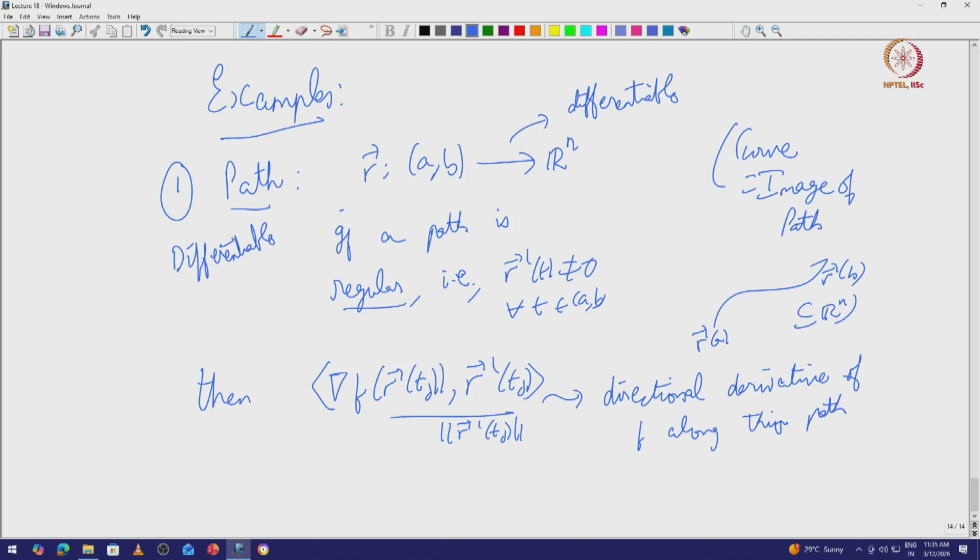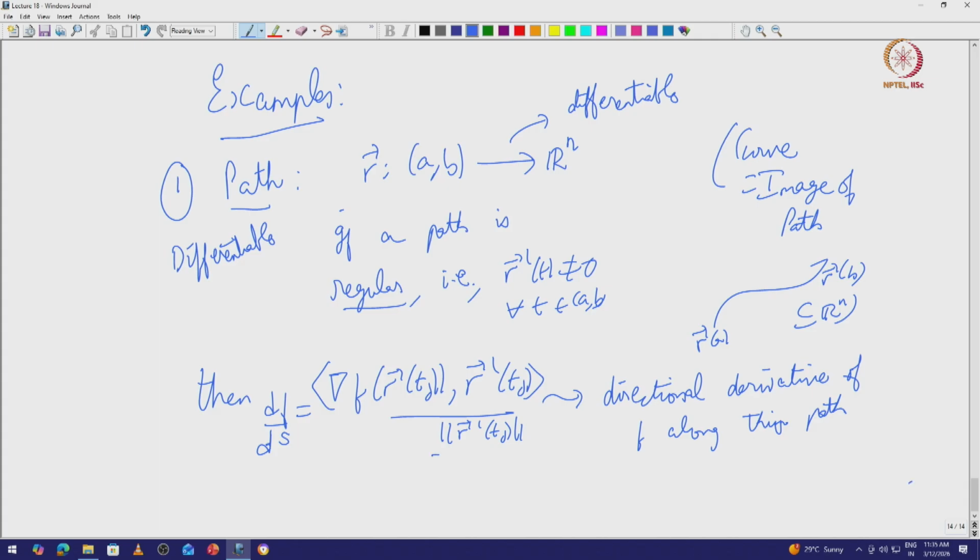Okay, sometimes this is written as df ds. So the directional derivative of f along this path is simply taking the direction of the path, which is the velocity divided by the speed, so that you get a vector of magnitude 1, and then taking this. Okay, so it is indeed the directional derivative along this path, right? It's a perfectly reasonable definition.